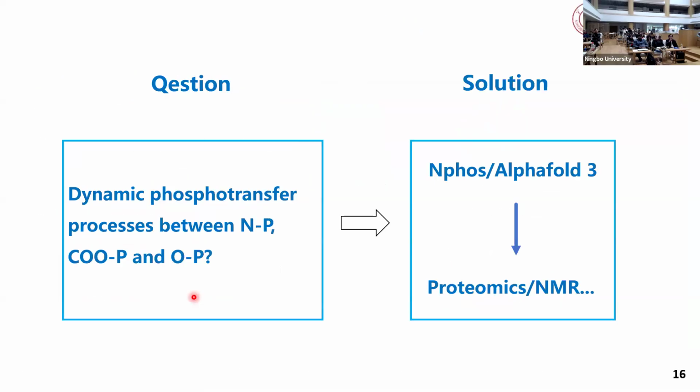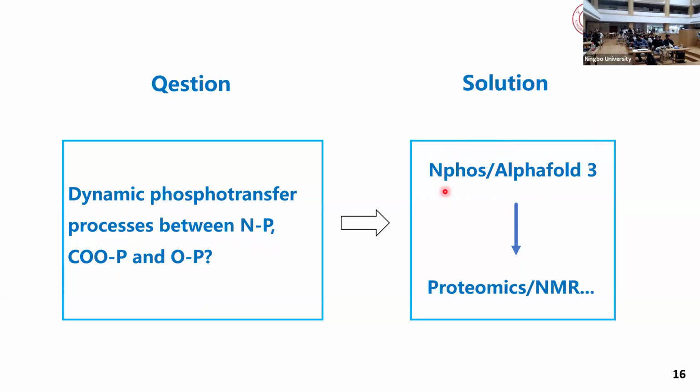So, back to our initial question: what is the matter regarding the phosphoryl transfer mechanism? We know that many proteins have both nitrogen phosphorylation and oxygen phosphorylation. So naturally, we can think about what the dynamic phosphoryl transfer processes are between these kinds of modification, right? And we also thought about some solutions.